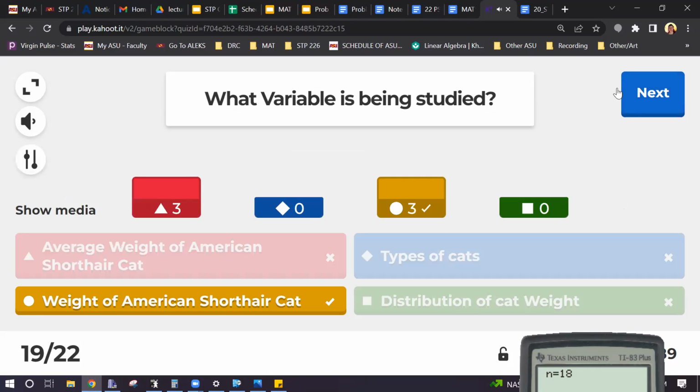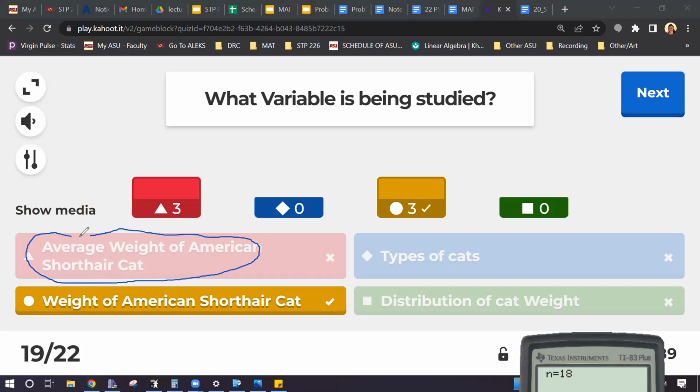All right. I'm glad to see that a couple of people got the correct answer. And I'm really glad to see that some people chose that wrong answer, because this is the one we see people choose a lot. They knew that the variable was the weight of American short-haired cats, but the problem's asking about averages. If it says average, that means it's a statistic, not a variable. So our variable is the weight of American short-haired cats.